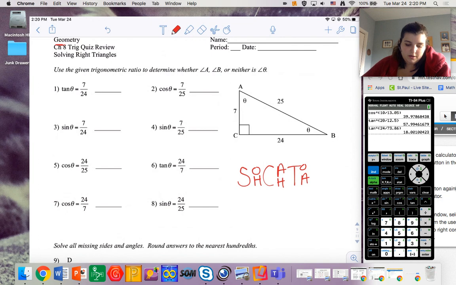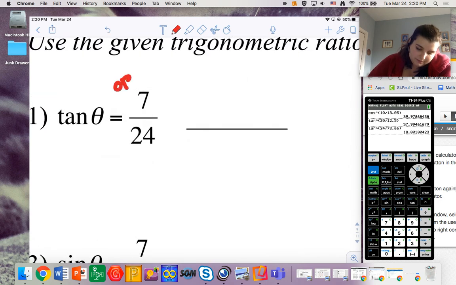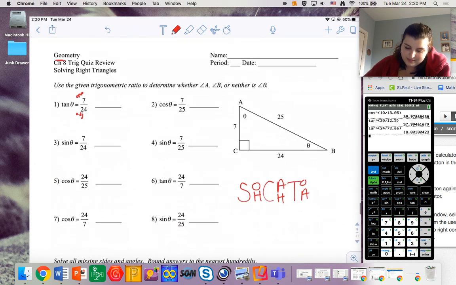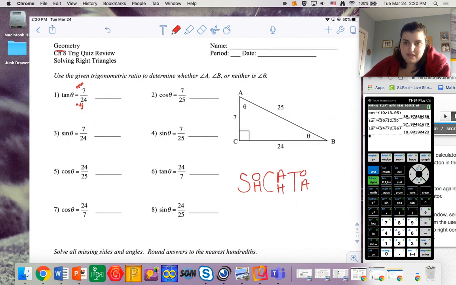Okay. In this case, we've got the 7 is on top. So in tangent, remember, opposite over adjacent. Okay, so this should be our opposite, and this should be our adjacent. Okay, so if 7 is opposite angle B. And then just to double check, 24 is adjacent. Okay, so 7 is opposite B and 24 is adjacent. So it's angle B that they're referring to. Okay.